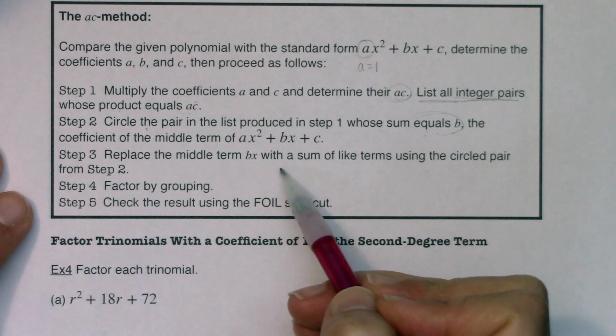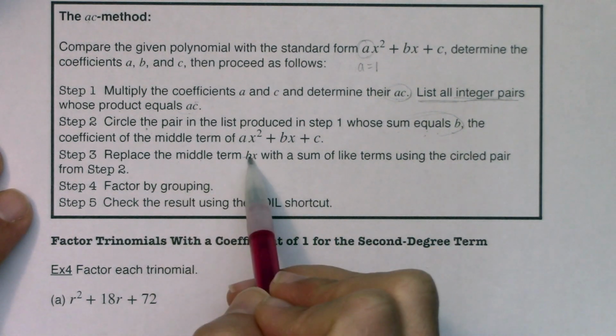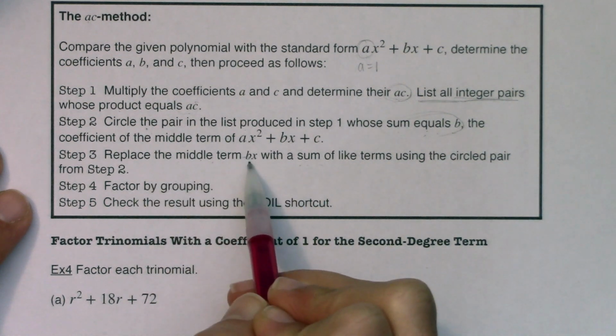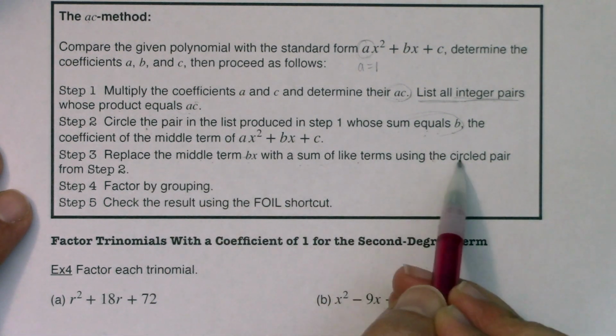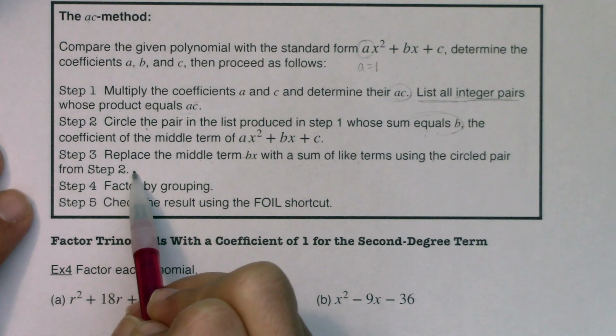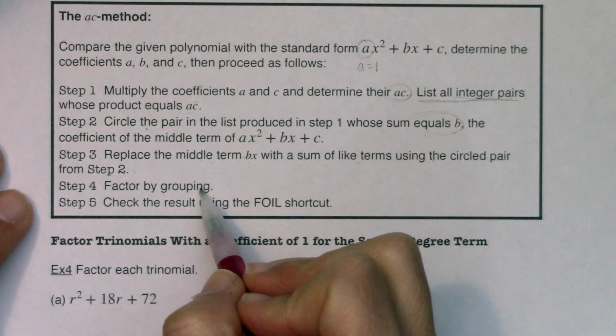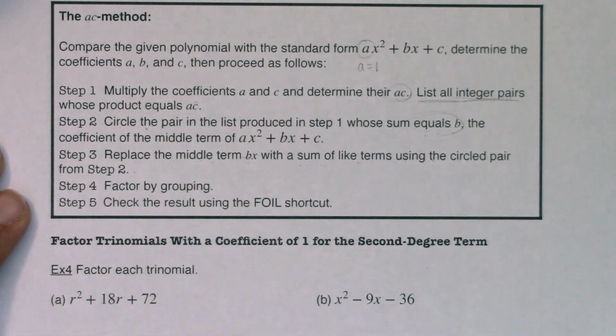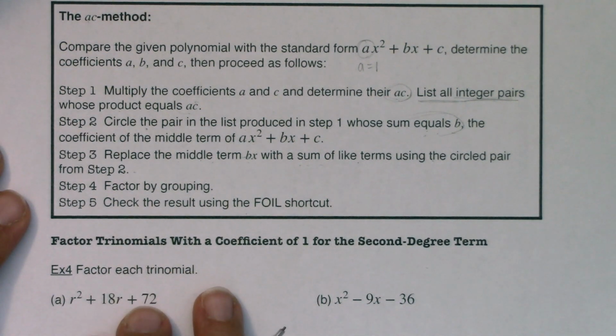Once we get that, we're going to split the middle term, all right? And I'll talk to you a little bit more about how we're going to replace the middle term bx with the sum of like terms using the circled pair in step 2. I know that sounds like a lot, but I'll show you. Then we're going to factor by grouping, and if we want, we can check using the FOIL method. All right, so let me go through a couple of these with you. And just note that for every single example, with the exception of example E, we'll get there, but every example in example 4 has a lead coefficient of 1, right?